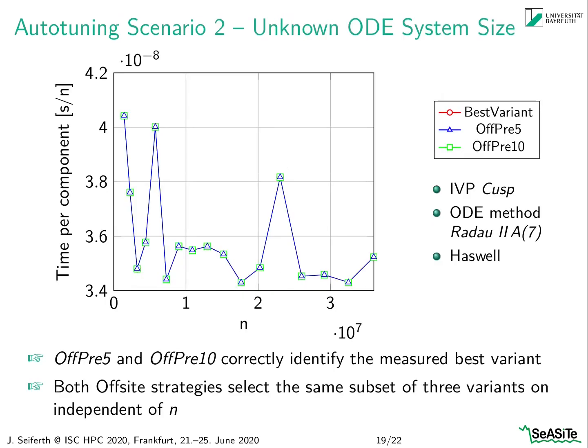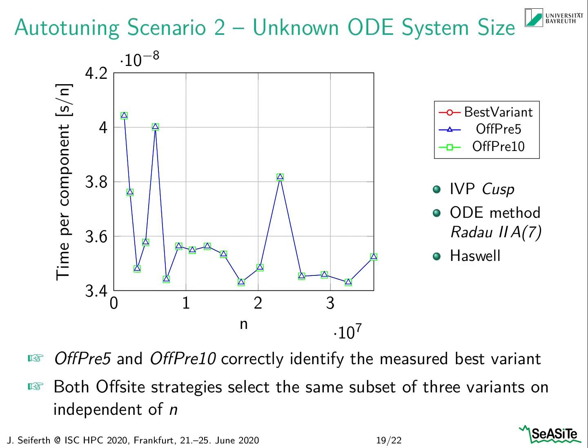For the second scenario, we assume that the ODE system size is not yet known at installation time. As this requires computing multiple performance predictions per kernel, a single Offsite run takes a bit longer than in the previous scenario. The figure shows on the x-axis the ODE system size n, and the y-axis shows the time per component of n in seconds required by a specific variant to solve a time step when solving IVP CAS with ODE method Radau IIA 7 on Haswell.